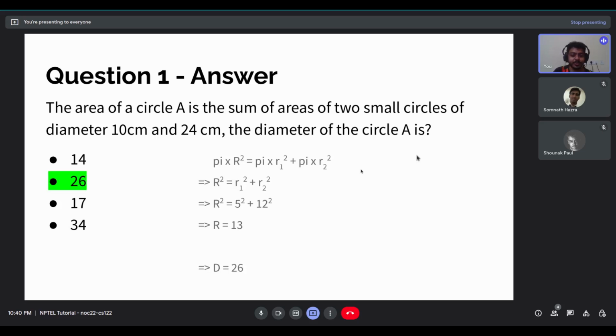If you go step by step, we know that the area of a circle is pi into radius square, so pi r square. And the area of the larger circle is the sum of the areas of the two smaller circles, so pi r1 square and pi r2 square. If we cancel out pi from both sides, we get capital R square equals r1 square plus r2 square. Now we have been given the diameters, which is 10 centimeter and 24 centimeter. So the radius is half of that, 5 centimeters and 12 centimeters. If we do the calculations, the radius comes to 13, which means that the diameter is 26. So the correct answer is 26.